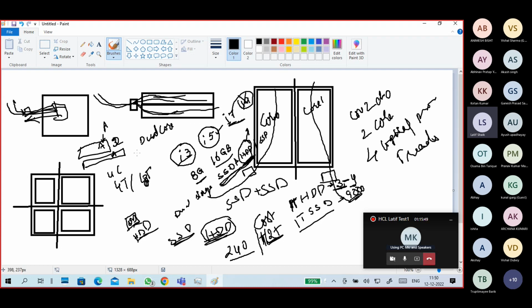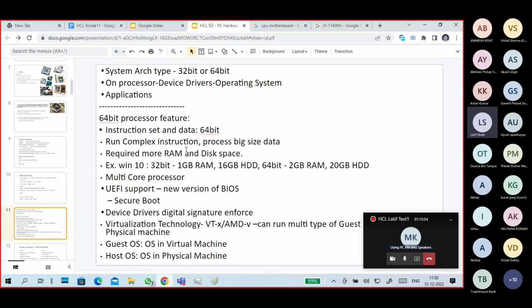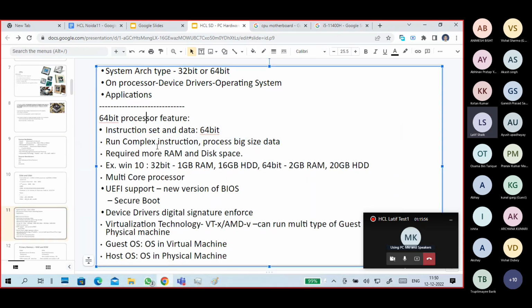64 is bigger, meaning we can give bigger size instructions. If you are using 64, the instruction set and data are 64-bit, meaning you can run complex instructions and bigger size data. But because its size is higher, we need more RAM capacity and disk capacity.